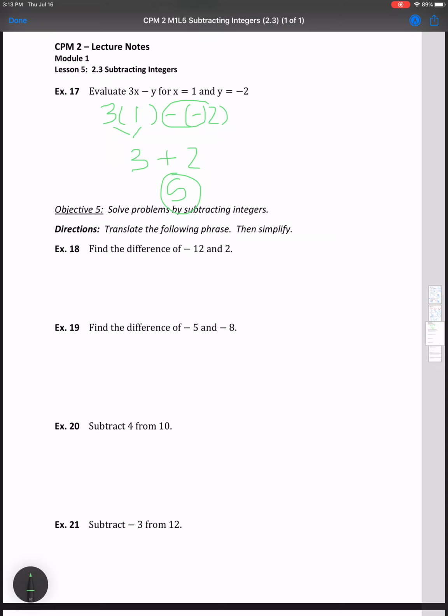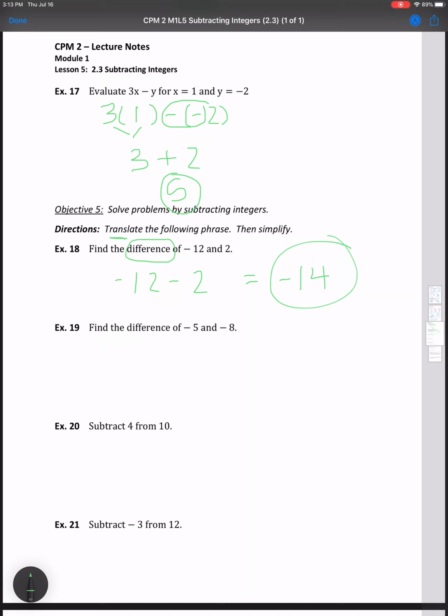Objective 5, solve problems by subtracting integers. Translate the following phrase, then simplify. So find the difference of -12 and 2. So first of all, you have to know what this word difference means. Remember, difference means to subtract. So they're just telling you to go subtract the two numbers given. So if I subtract the two numbers given, same sign or different sign? Same. So add, keep the sign.